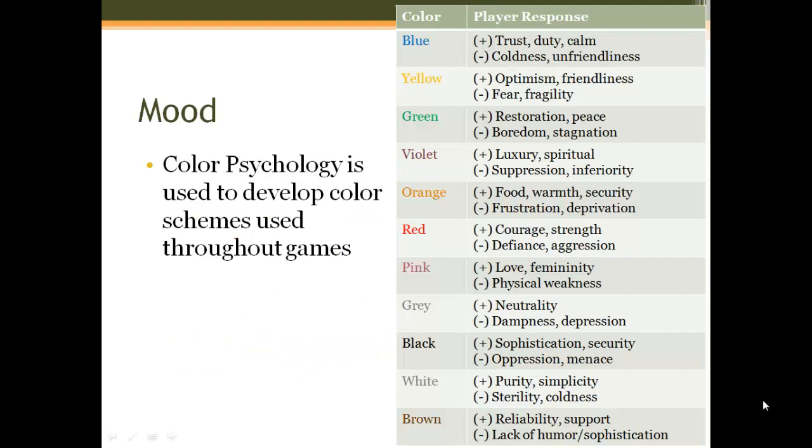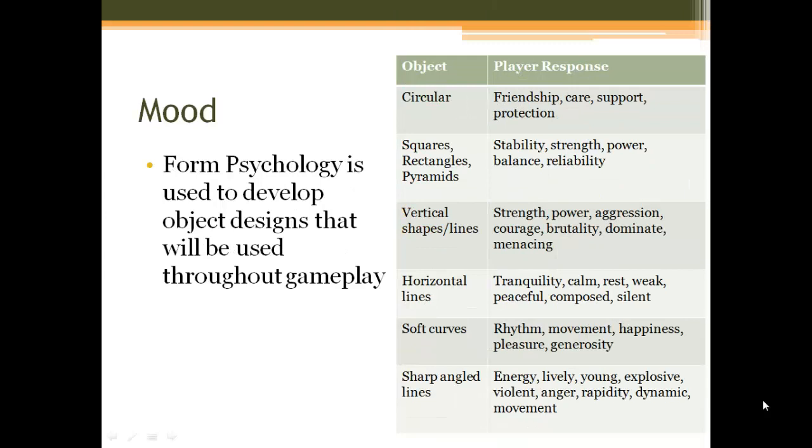Looking at color psychology for a moment, color psychology is used to develop color schemes used throughout the game. And as we can see, we have positives and negatives with each of our colors. For example, blue. A positive response to blue would be trust, duty, a sense of calm, whereas a negative would be coldness, unfriendliness, etc. When we're creating something with the color blue, we're trying to convey a message to the player who's looking at this game object, this game event, maybe even a game character.